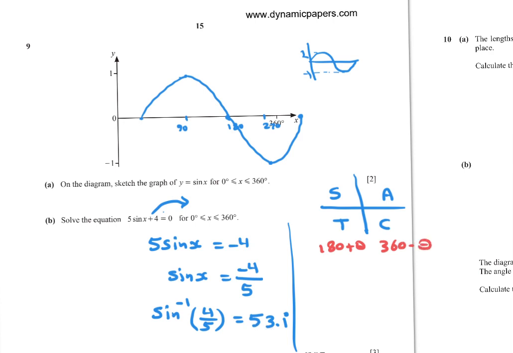So the two solutions: 180 plus 53.1, which is 233.1, or 360 minus 53.1 equals 306.9.